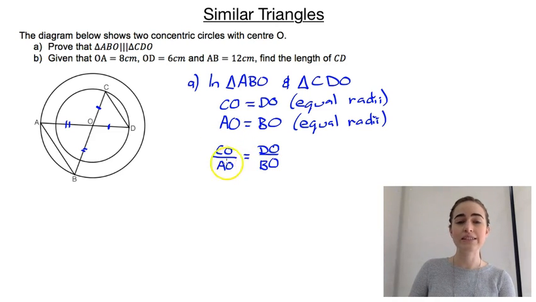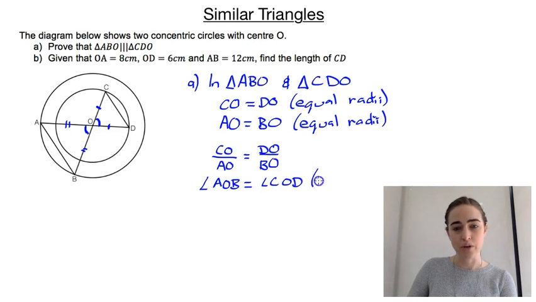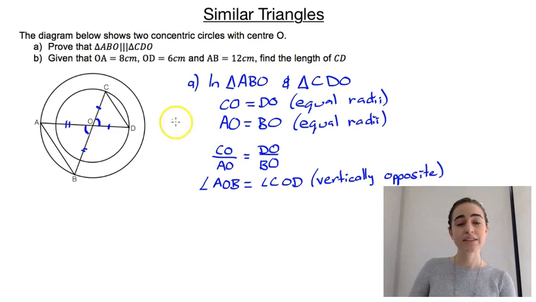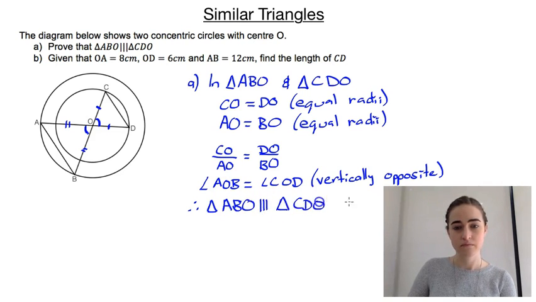The other thing we need to prove this is similar is the included angle. So we also know that this angle here has to be equal to this angle here because they're vertically opposite. So we can write angle AOB equal to angle COD, vertically opposite. So that means, like I said, we've got our two sides in proportion and we've got our included angle. So they're similar because of the SAS test. Okay, so that's part A.